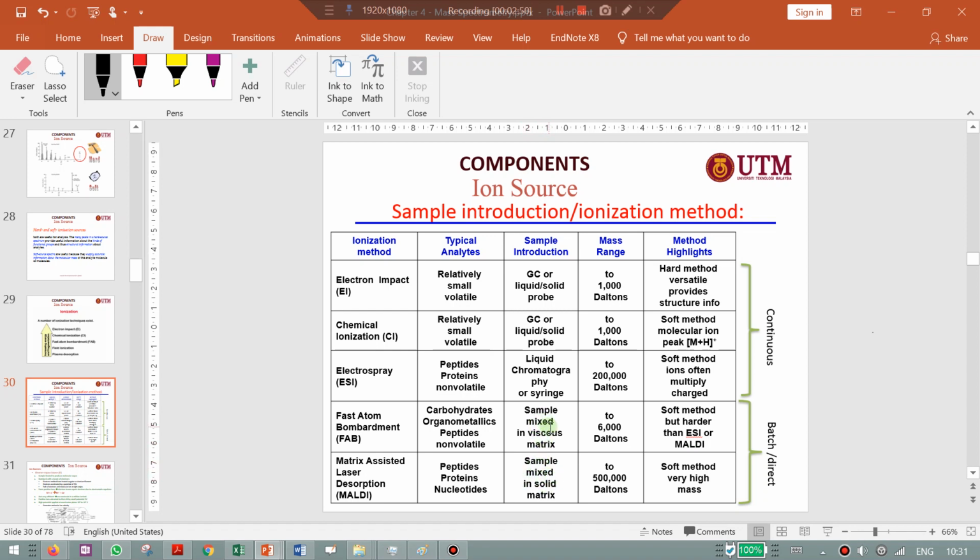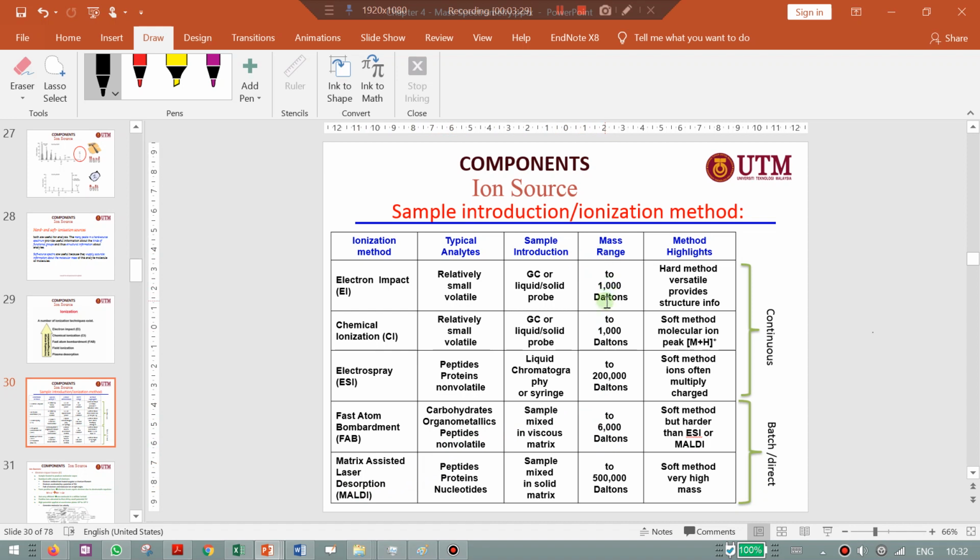Okay, we already learned about the batch technique and direct technique. So the problem is that your samples are mixed, they are not separated by chromatography. That's the problem with the softer technique. But again, the intention of the batch and direct FAB and MALDI is we want to analyze very big chunks of compound. For example, we have carbohydrate, we have protein, that require a much softer ionization technique.